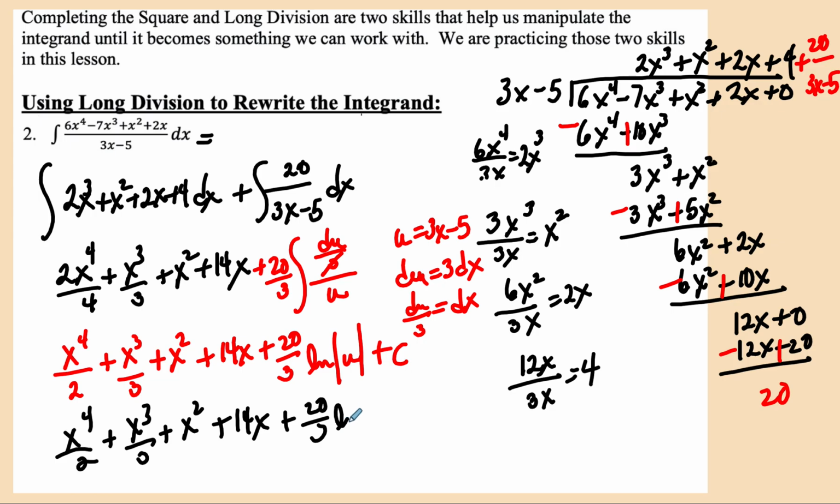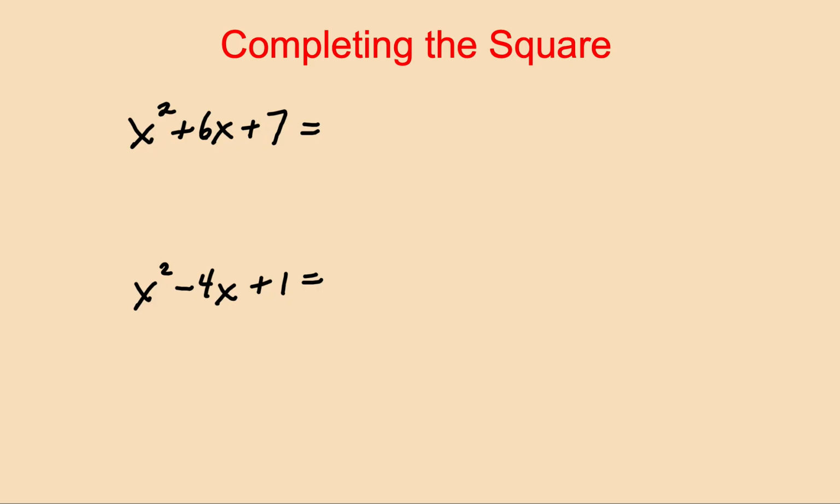And then this will be the natural log of the absolute value of 3x minus 5 plus c. All right, let's take a look at another algebra operation that we do quite often, and that's called completing the square. To complete the square, what we want to do is take the first two terms and kind of move the 7 over.